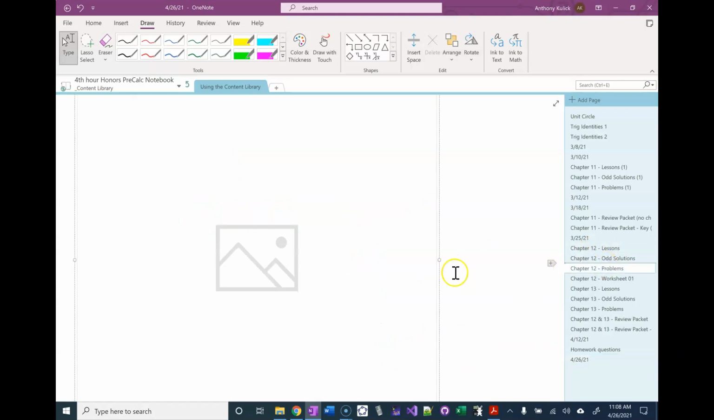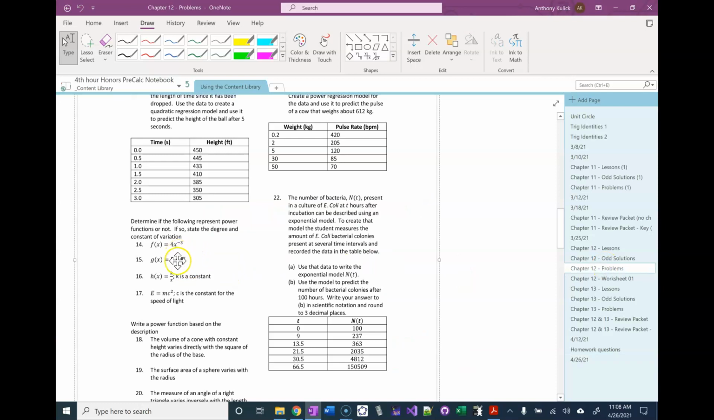15 is done the same way. Oh no, that one's just not a power function, because the variable isn't the base, the variable's in the exponent. So that one's just no, it's not a power function.